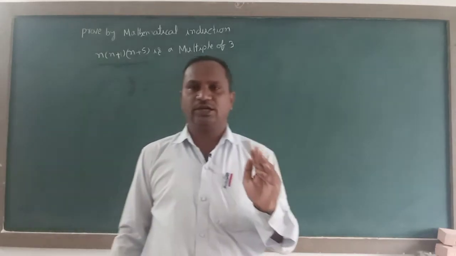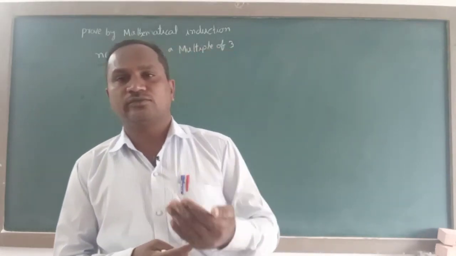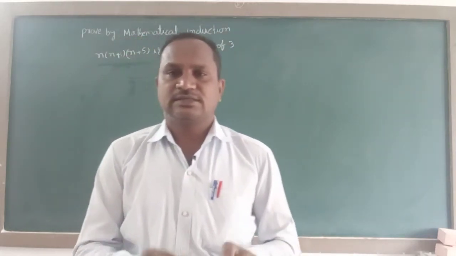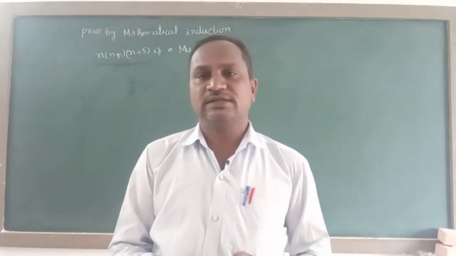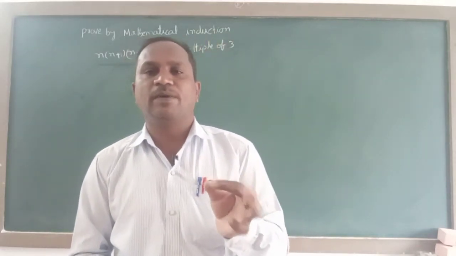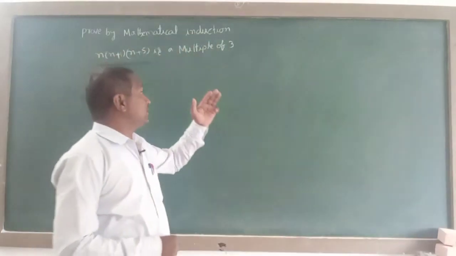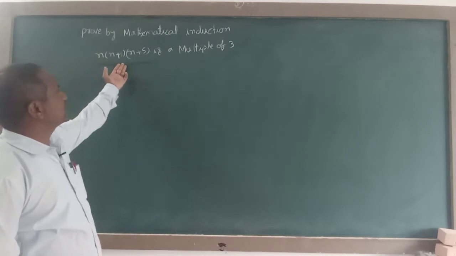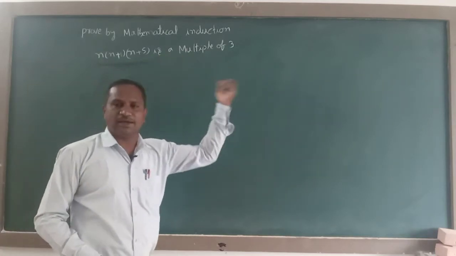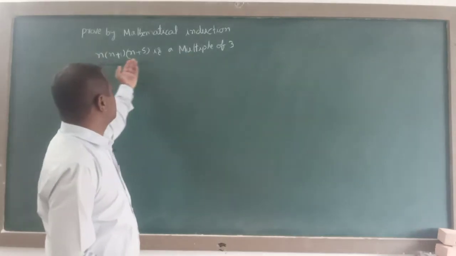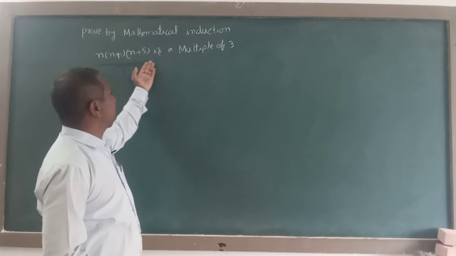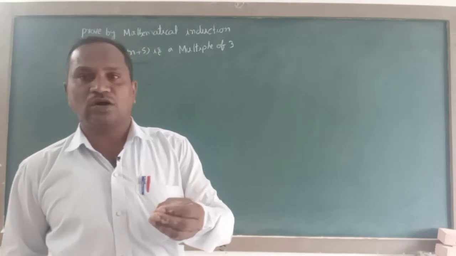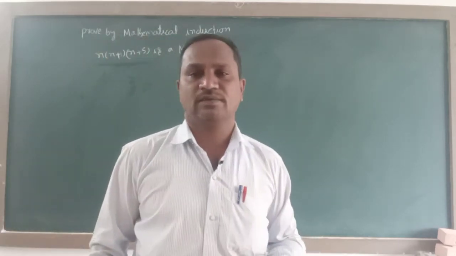Multiple of 3 means we should get 3 into something. Multiple of 3, or we can call it divisible by 3. For example, 6 is a multiple of 3, and at the same time 6 is divisible by 3. They may ask a question like this also: prove by mathematical induction that n into n plus 1 into n plus 5 is divisible by 3. Divisible by, or multiple of, both give the same meaning here.